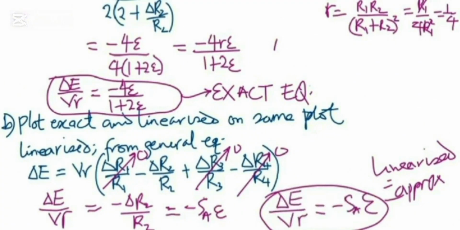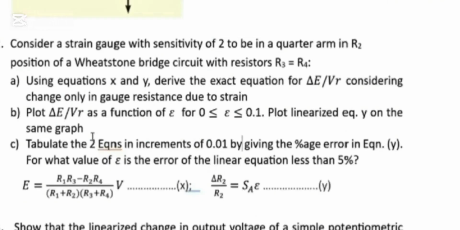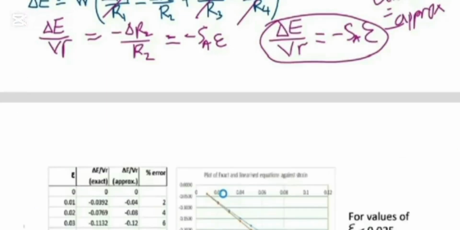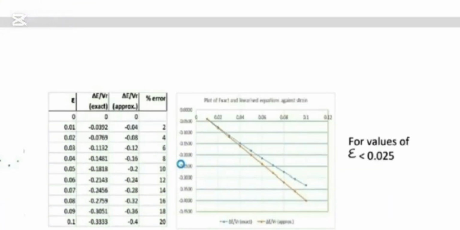All right, so let's see the plot and the error. The next part of the question says, tabulate the two equations in increments of 0.01 by giving the percentage error in each of the equations. So we are going to compare the two equations. You can plot it in Excel or on a graph sheet. We are expected to use strain values from 0 to 0.1 with an increment of 0.01. So here, this is the exact equation, but because they are negative, this will also be negative.